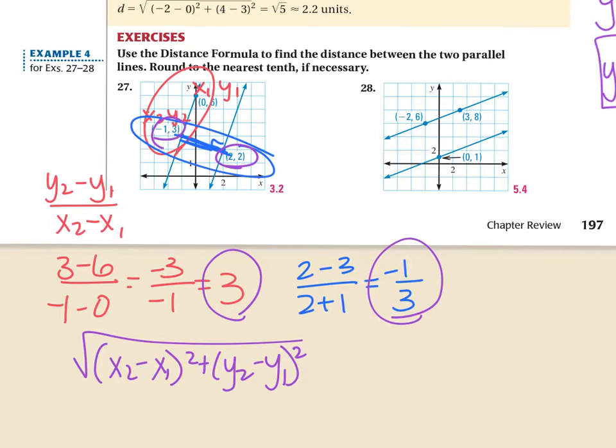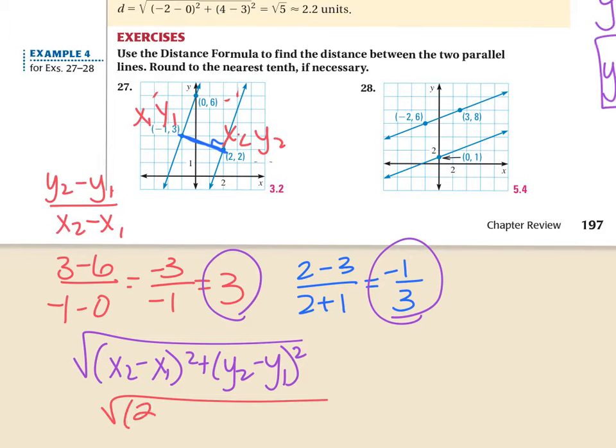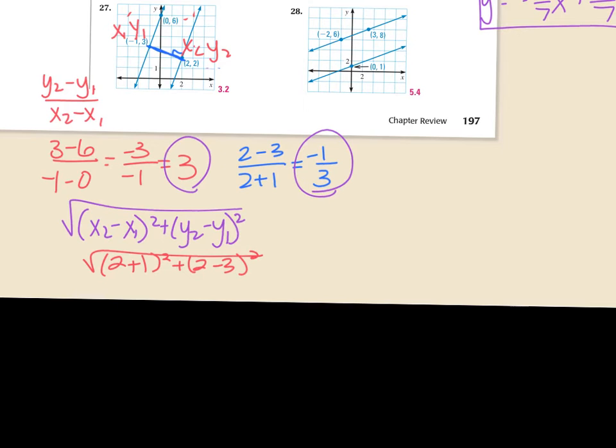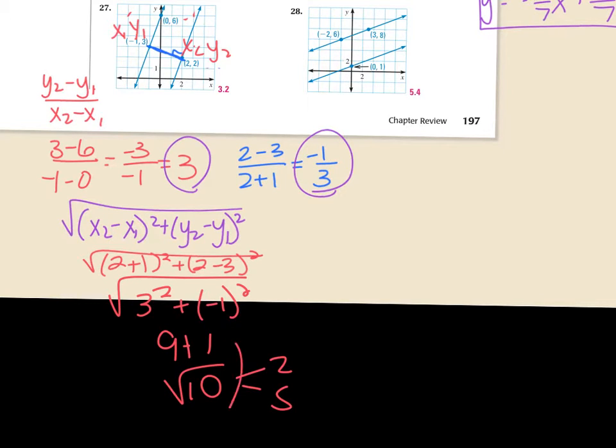So let me clear this off. This is my x1, y1, x2, y2. So the square root of 2 minus a negative 1 plus 2 minus 3, which is 3 squared plus negative 1 squared, 9 plus 1, which is the square root of 10. Which only breaks down to 2 and 5, nothing repeats, so it stays as square root of 10.